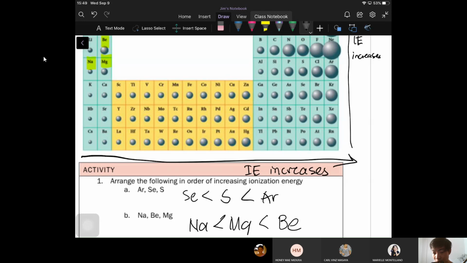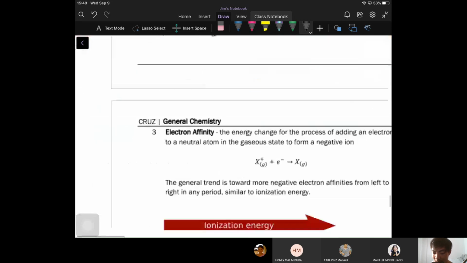Tignan nyo muna yung periods kung nasang row sila. Then, tignan mo kung nasang column sila. So, yan. So, thank you.